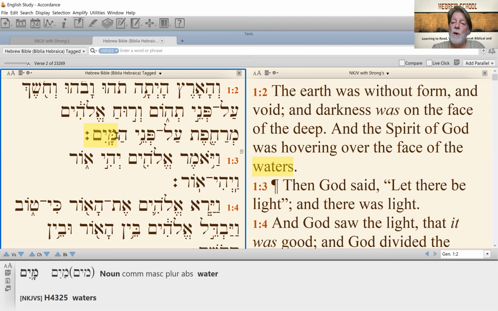And the flooded condition of the earth, the tohu and vohu, formless and voidness condition of the earth, came about as a result of Lucifer's rebellion against God. The Book of Revelation tells us that he took about a third of the angels with him in his rebellion, and that the earth was flooded in judgment as a result.